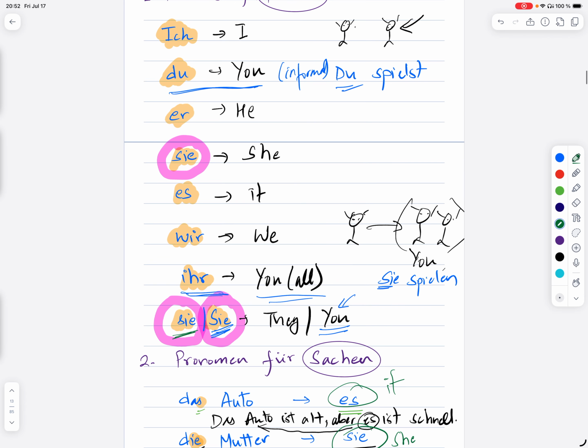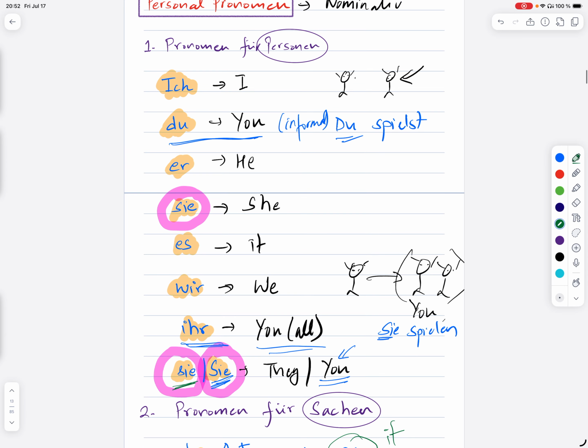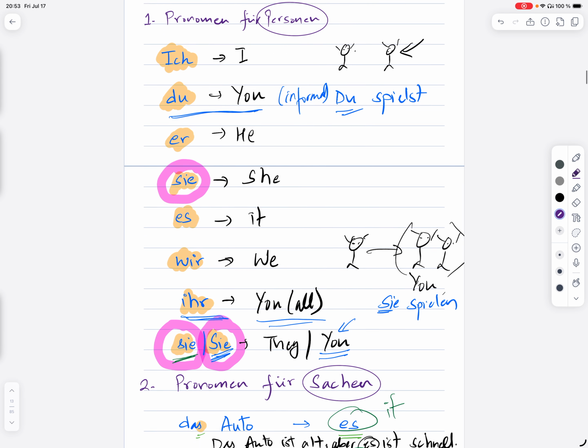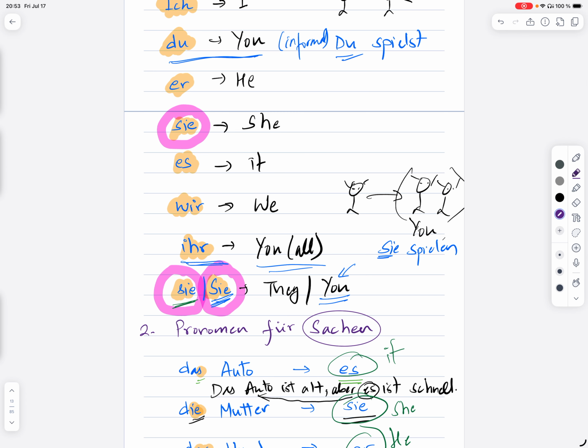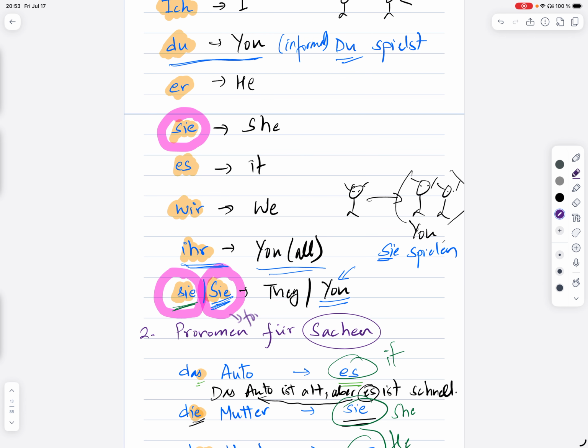So that covers our personal pronouns for things and people. Just for a revision, we have the personal pronouns ich, I, du, you, er, he, sie, she, es, it, wir, we, ihr, you all, when you have plural people whom you are talking to. Then sie, they, and Sie with the formal du. So this Sie is just a formal du, right?